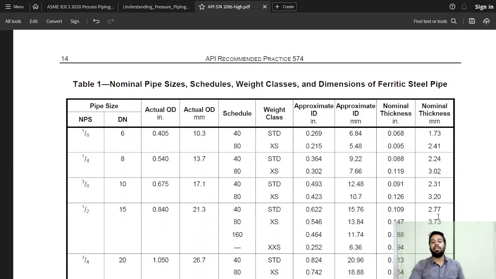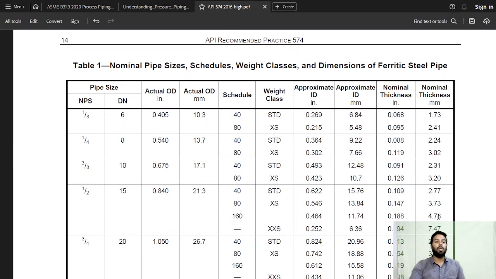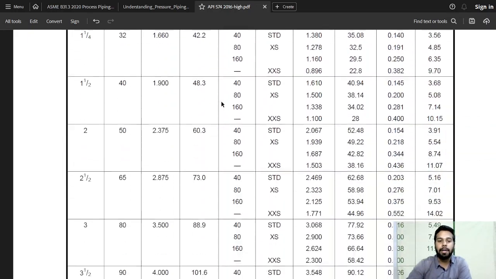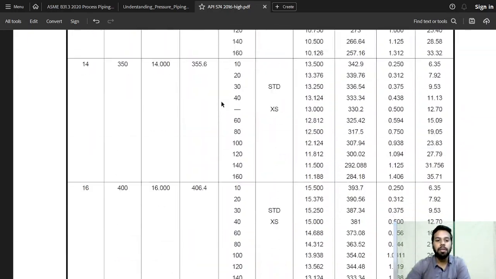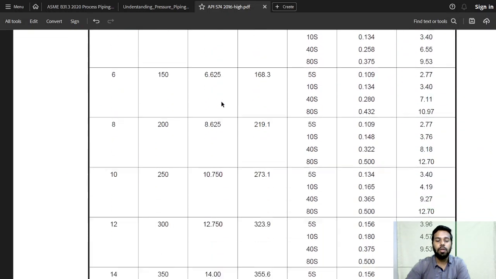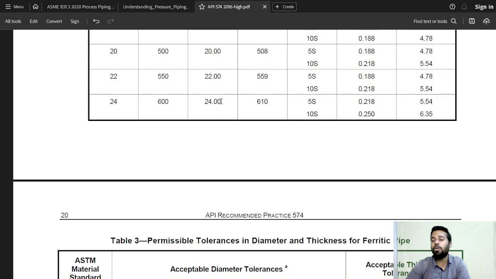Now this is the table that is given for different types of NPS pipes. This table is to be referred to whenever we are seeing a piping system. We need to understand what the OD should be, what the ID should be, what the thickness should be. All of these things will be given in this table. This table is given for NPS 1/8 up to NPS 24.